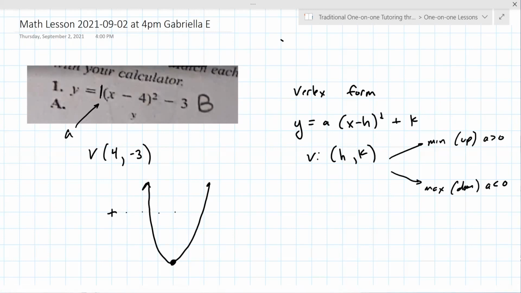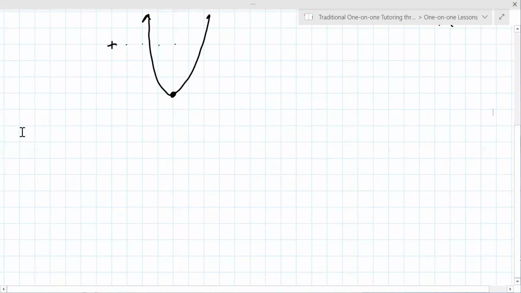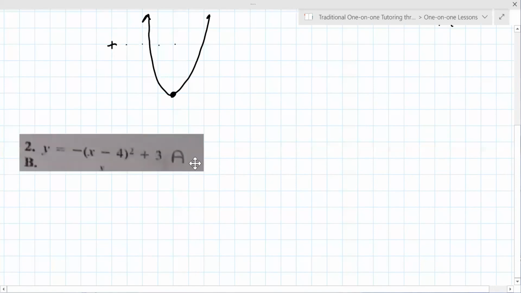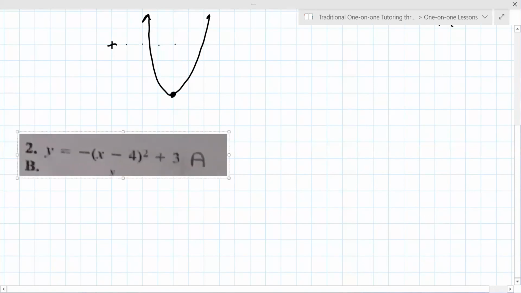All right. Question number 2. We'll do the same thing. I know it just wants you to compare them, and maybe you'll get a multiple choice test like that, but you may also in a future class be asked to do this without a calculator. So now let's see what we got here. So try to tell me the vertex of this one, please.